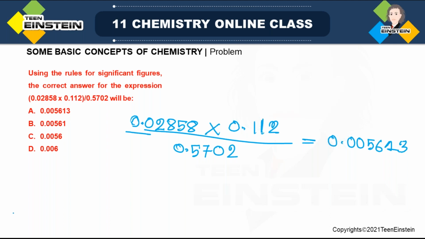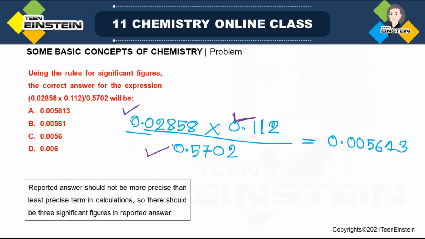Individually, if you see how many terms are given here, a total of 3 terms are given. This is number 1, this is number 2, this is number 3. Now you have to first check the terms that are already given in the question. You have to look at them carefully. The reported answer should not be more precise than the least precise term in the calculation.